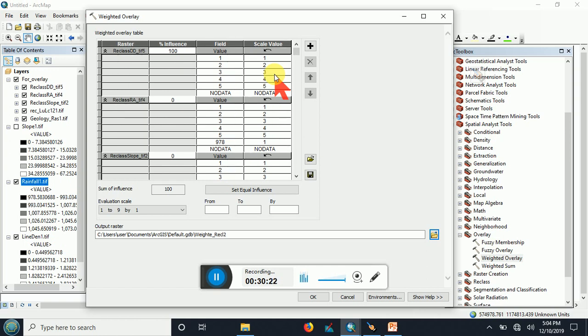So the idea of using this AHP, analytic hierarchy process, comes in order to determine the percentage influence. That means for reclassified drainage density, how many percent are you going to give it? That means the weight, the influence. By what percent will drainage density influence the occurrence of groundwater? And by what percent rainfall, and similarly the other thematic layers. But the summation of all the influences should be 100%.